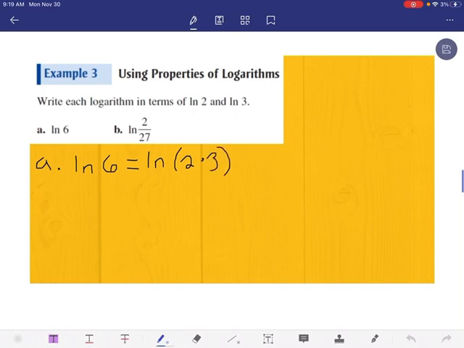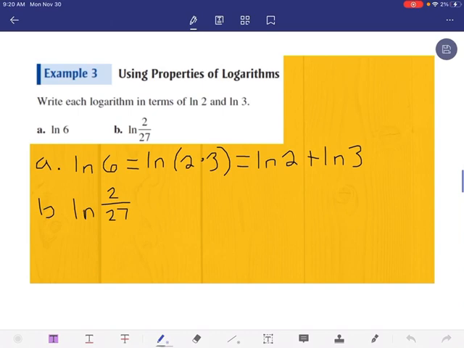And then, because we have multiplication on the inside, we can use our product property to say that this would be the natural log of 2 plus the natural log of 3. Now, part B is a little bit different. So I have the natural log of 2 over 27.